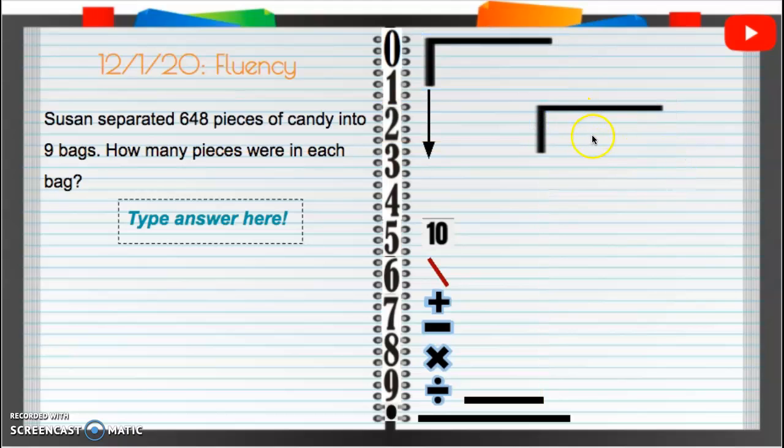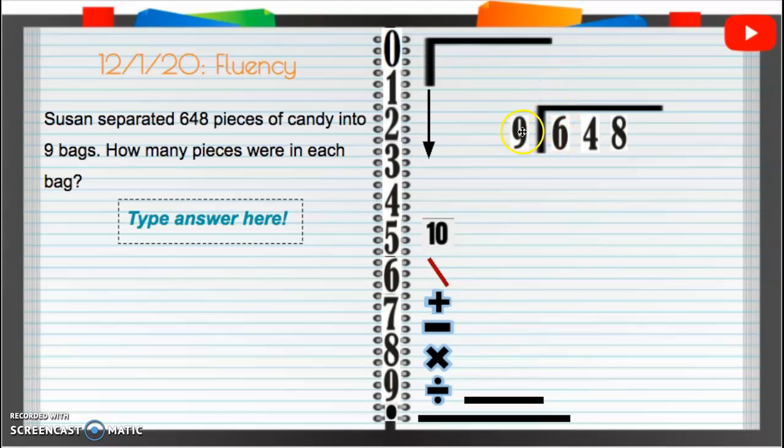All right, so on the inside of our house, our dividend is going to be 648. So she has 648 pieces of candy. So 648. Boom, shakalaka. And then we're going to divide it by our divisor, which is 9. So into 9 bags. So how many times can 9 go into 60 or into 6?